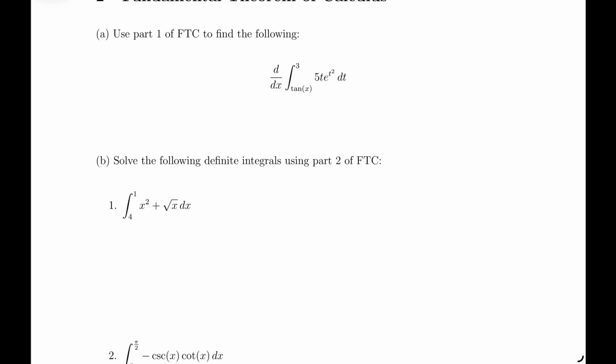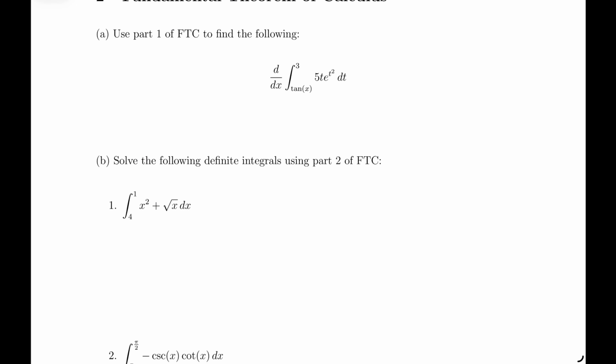This one is about the fundamental theorem of calculus, and part A wants us to use part 1 of the fundamental theorem of calculus to find the following. So we have here a derivative of an integral. And typically derivatives cancel out integrals because integrals are antiderivatives. But in this case, we have a function in the integral bounds. So we can't just go about crossing out the derivative and the integral. We have to consider the function of the bounds in the chain rule.